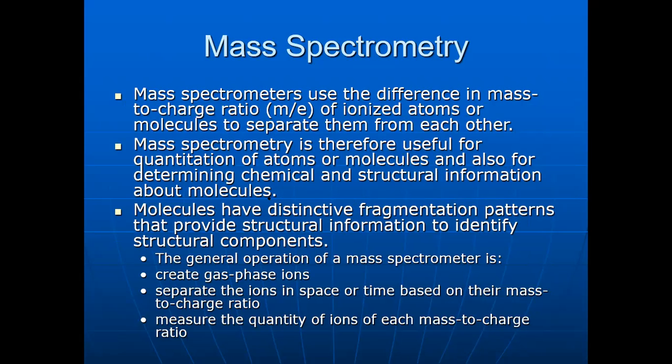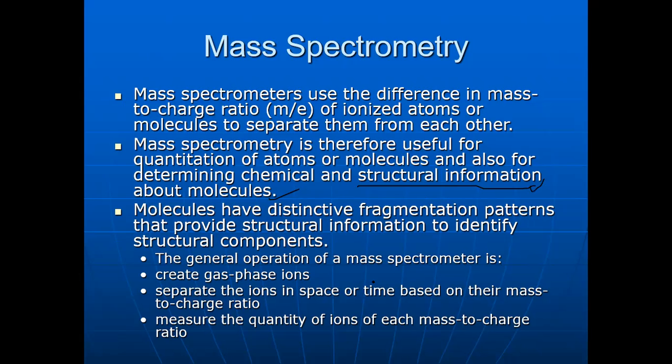information about molecules. So with this mass spectroscopy, what can we get? We can get the quantitation of atoms and molecules. Also, we can determine the chemical and structural information, which is very important. Mostly for research purposes, this type of instrument is very useful. Molecules have a distinctive fragmentation pattern. They have very different fragmentation that provides structural information to identify the compounds.